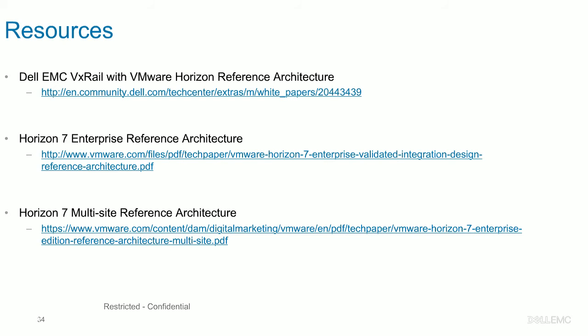Some additional resources here as well. That link brings you to the Horizon VxRail reference architectures. Also links here to the VMware Enterprise reference architecture, which promotes the pod block Horizon best practices. And the last one there is the Horizon 7 multi-site reference architecture, which has been recently updated as well. Okay, guys, that's essentially all the slides that we wanted to cover.